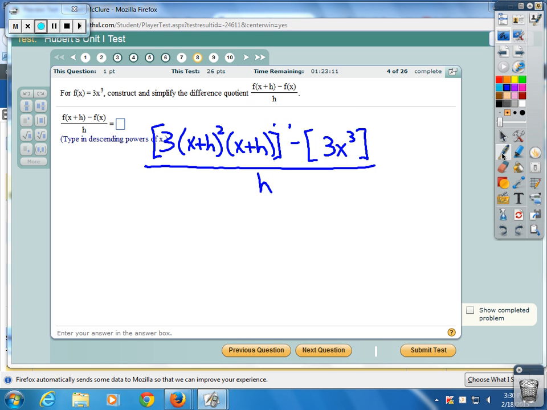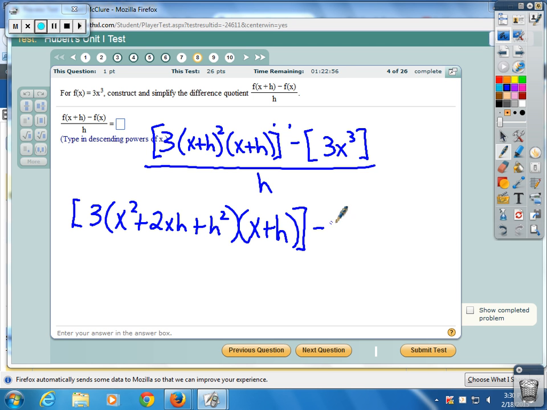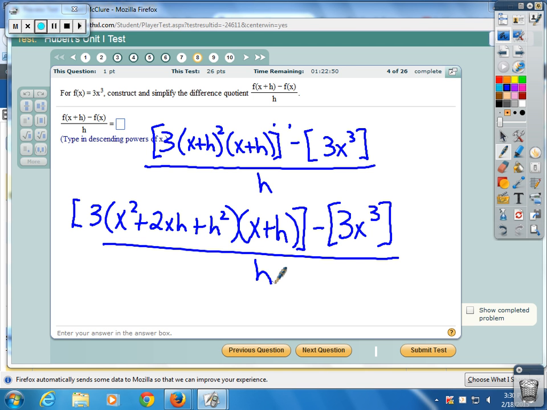All right, so using shortcut number 1 here, you're going to get brackets 3 x squared plus 2xh plus h squared times x plus h, close brackets, minus 3x cubed, in brackets. We really don't care about that because it's not going to do anything yet. And now distribute this x and distribute this h.